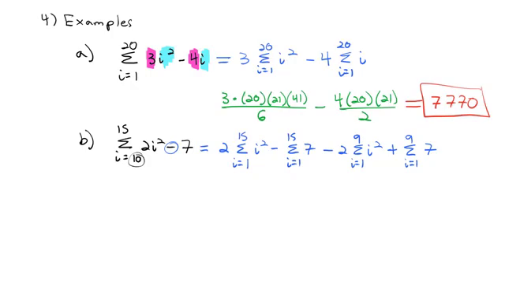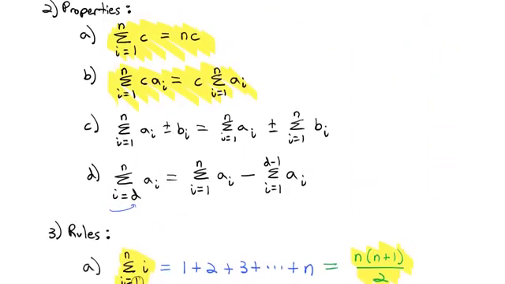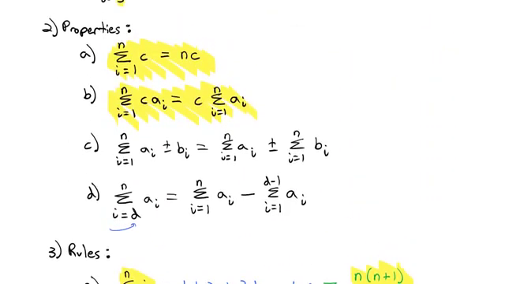Now we can use our formulas. We've got 2 times. The I squared formula says n, or 15, times n plus 1, 16, times 2n plus 1, which is 31, divided by 6, minus, this time we don't have any n's or any i's, but remember that very first property says that if we have the sum of a constant, it's the stopping number times the constant.